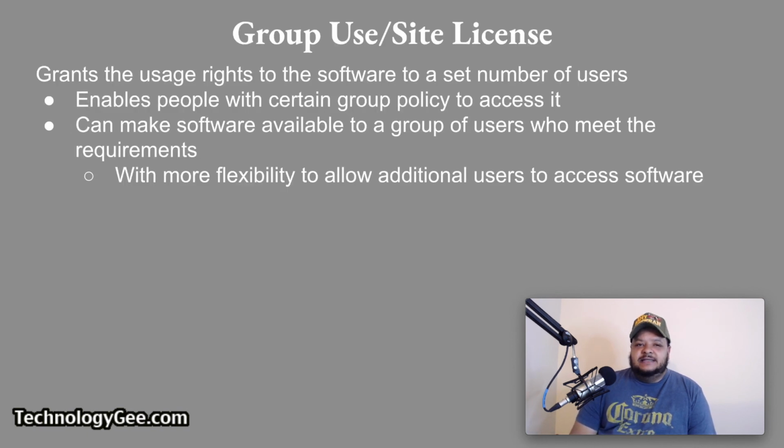Group license, a group use or a site license. A group use or a site license grants the usage rights to the software to a set number of users. Rather than having to assign the rights to a specific number of users, a group license enables people with certain group policy rights to access it. In practice, this means a group license can make the software available to a group of users who meet the requirements, with the flexibility to allow additional users to access the software as they are granted more rights within the group policy.